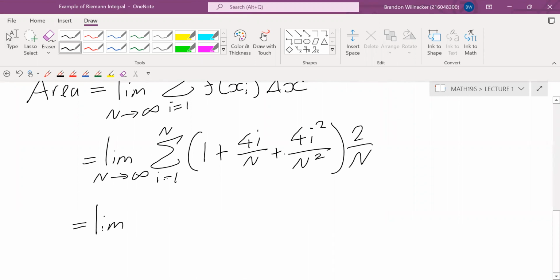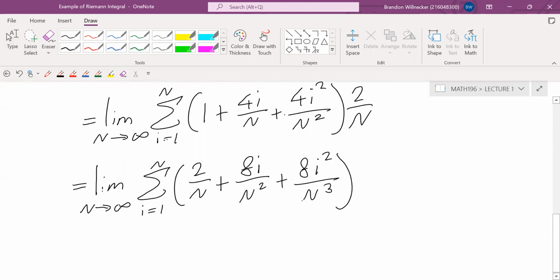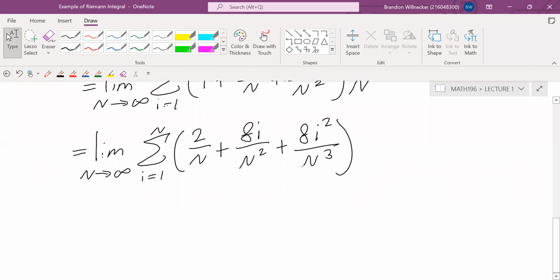So this is going to be the limit as n goes to infinity of the sum from r equals 1 to n. Let's distribute the 2 over n into our sum. So we're going to have 2 over n plus 8r over n squared plus 8r squared over n cubed. Okay, so that's just distributing that inside. Okay, so now we can separate this because we've got a sum of individual terms. We can split that into individual sums and see what we get.